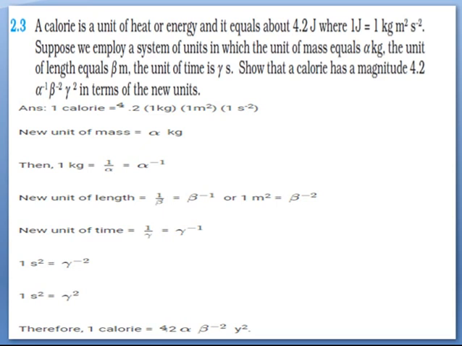And in the same way, the time will be 1 upon gamma, that is gamma inverse, and here the time is in square unit, so 1 second square is equal to gamma power minus 2, that is, gamma square. Therefore 1 calorie is equal to 4.2 alpha power minus 1, beta power minus 2 and gamma square. So this is how we can solve this question.